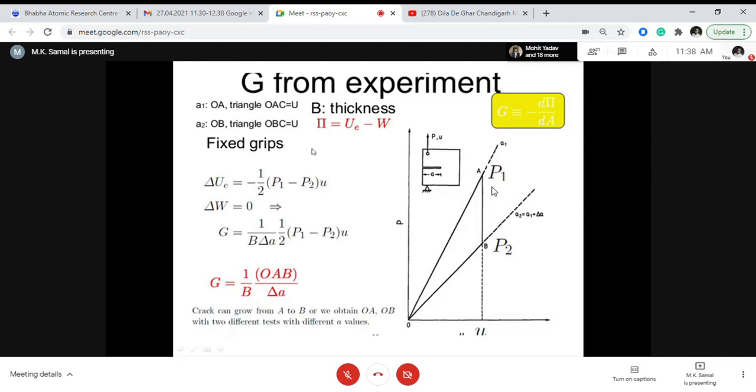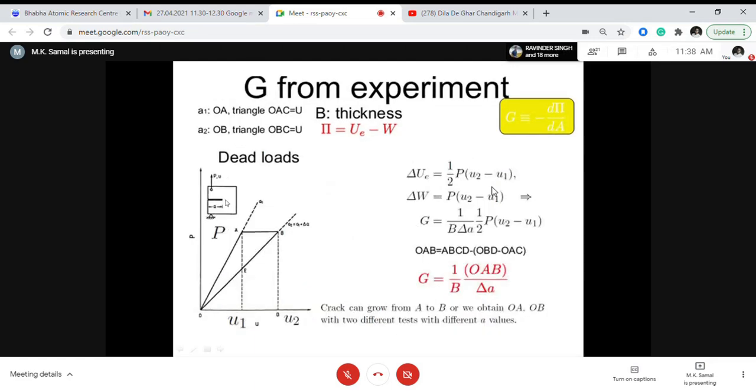The thickness of the specimen is B. When the crack advances by delta A, the area is B into delta A. So G becomes the area OAB divided by B delta A. This is for fixed grip, that means when U is fixed.